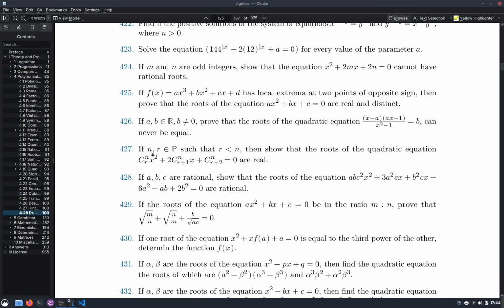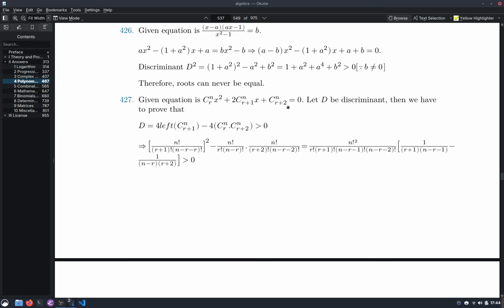Question 427 says that if n and r are in the set of positive integers such that r is less than n, then show that the roots of the quadratic equation nCr x square plus 2 into nC(r plus 1) x plus nC(r plus 2) is equal to 0 are real. So we are given that equation, so we let d to be the discriminant.